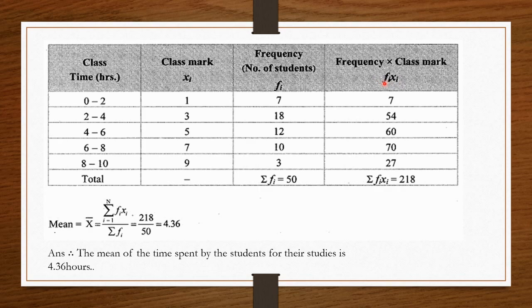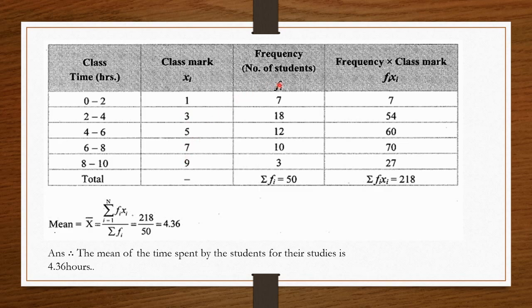The first column, the class, is 0 to 2, 2 to 4, 4 to 6, 6 to 8 and 8 to 10. And how to find the class mark? The upper limit plus lower limit divided by 2. That means 0 plus 2 divided by 2 is 1. 2 plus 4 by 2 is 3. And next is 5. And next one is 7. And next is 9. And the third column, frequency, is already given.